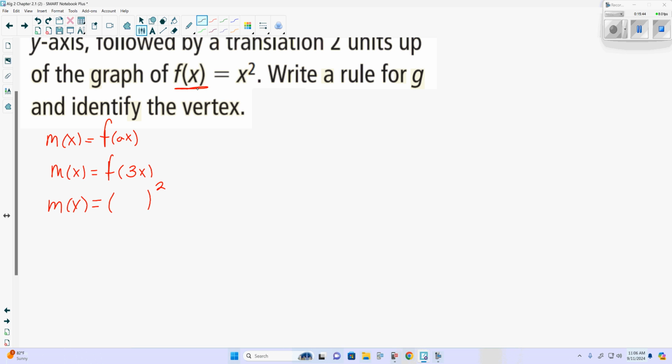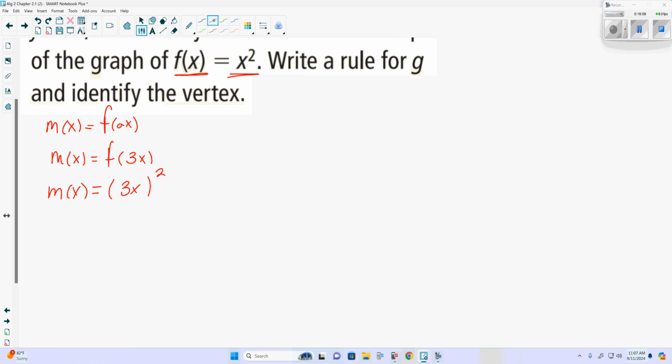Now our normal function was f of x equals x squared. So instead of having x squared, we have parentheses 3x, close parentheses, squared. We replaced every x in f of x with 3x. That just becomes this here. At this point, we can leave it as parentheses 3x squared. We don't have to simplify. So that takes care of the first transformation.